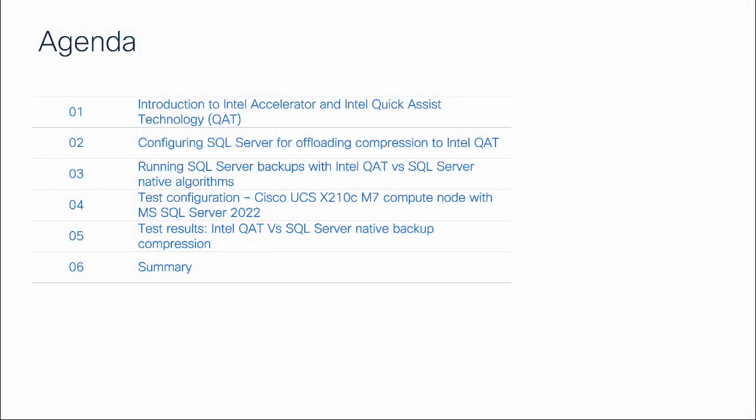Here's the agenda for this session. Introduction to Intel's accelerators with special focus on Quick Assist Technology. Configuring SQL Server for offloading backup compression to the accelerator. Look at validating QAT using Cisco UCS X-Series M7 compute node, and finally verifying the results.